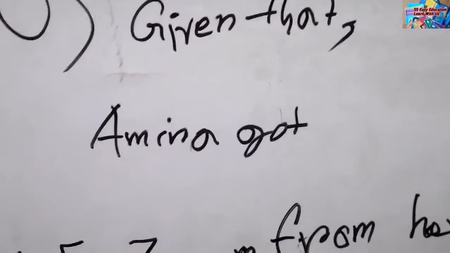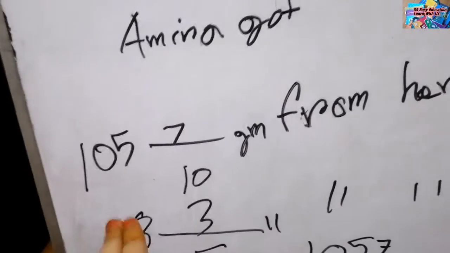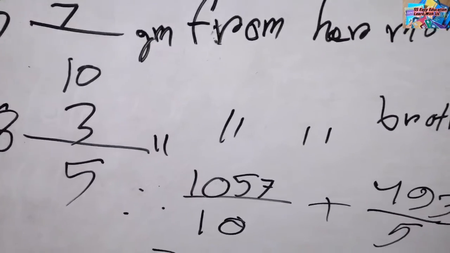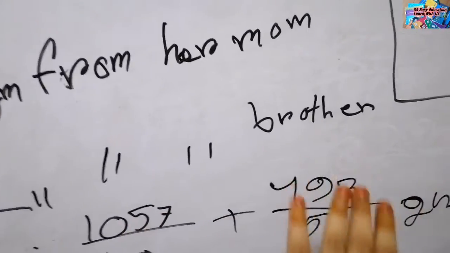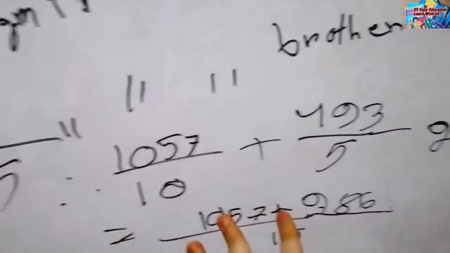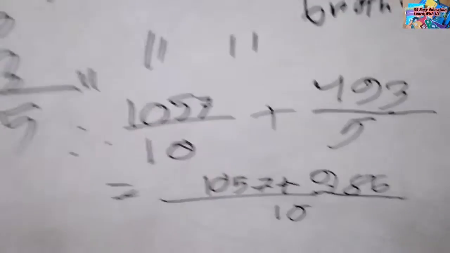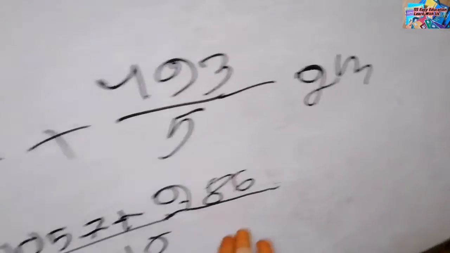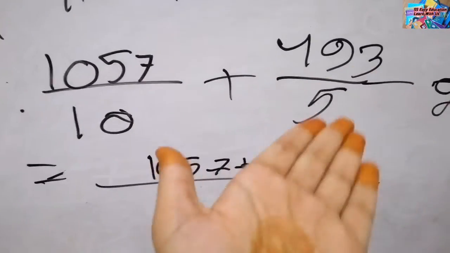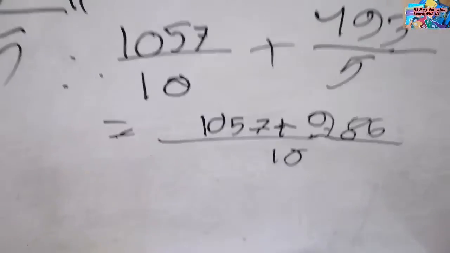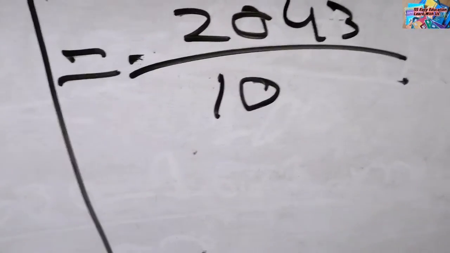So look, now I've written number 10. Given that Amina got 105 7/10 gm from her mom, and 98 3/5 gm from her brother. So it will be this by this. I have totally converted to improper fractions like this. I haven't converted back to mixed, but you can do that. Then I have added them. How did I get the denominator? Actually it is 5, and 10 divided by 5 equals 2, and this multiplied by 2 equals this. Then the answer will be this. So this is the last answer.